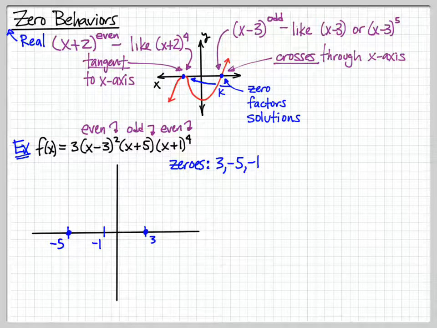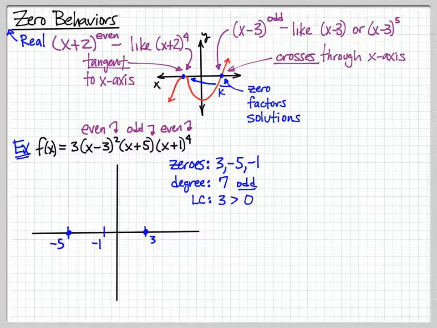At the 0 of x is equal to -5, it's going to cross through. And then at the 0 of -1, it's going to just be tangent again. Let's look at the end behavior now. We got to look at the end behavior to fully figure out how to graph this thing.